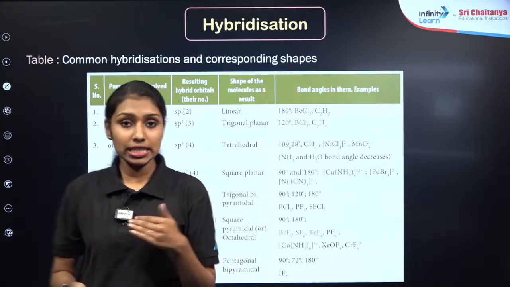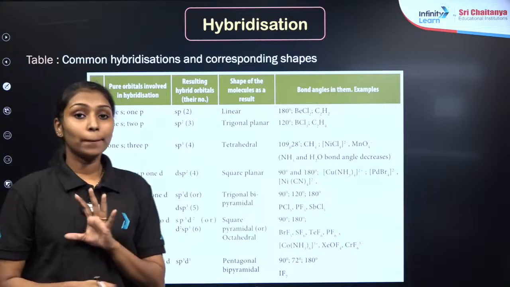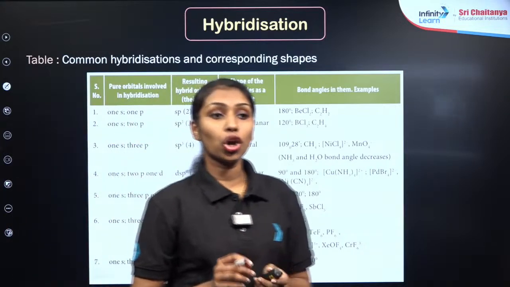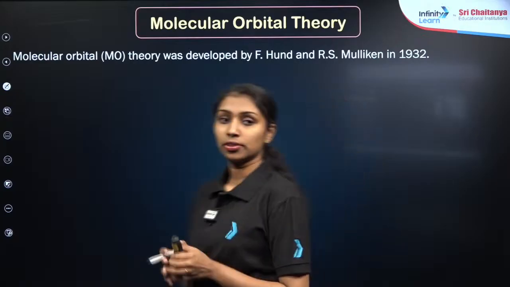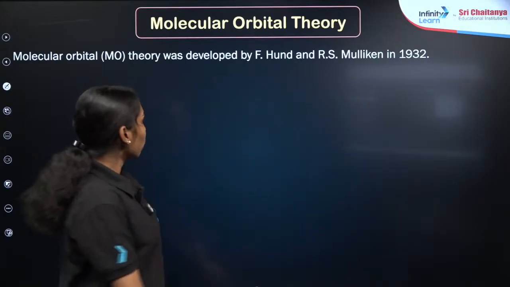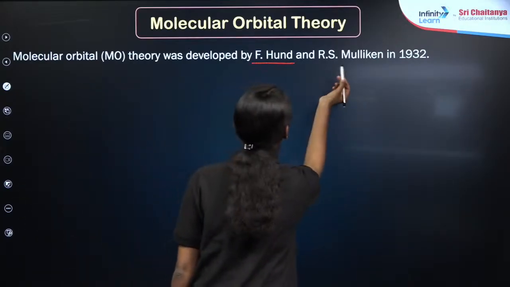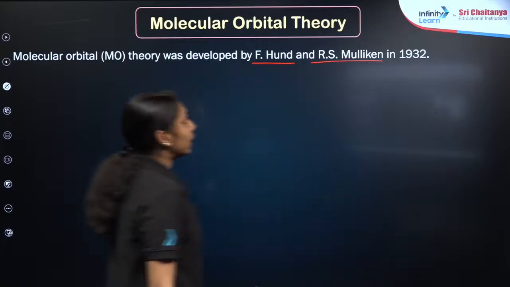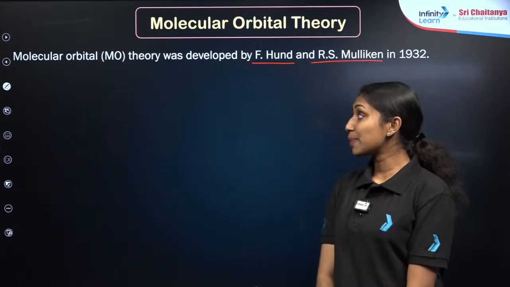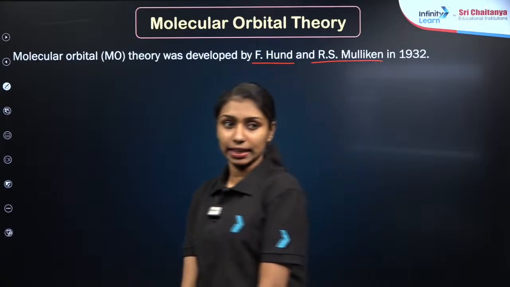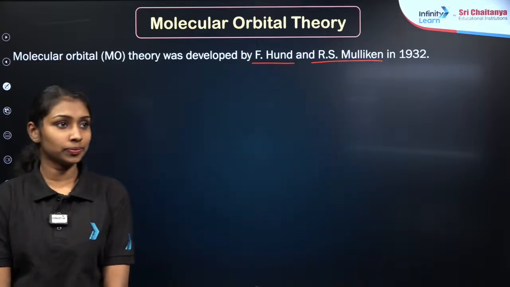Now in this particular lecture, we are going to discuss the most important theory, that is the molecular orbital theory. Molecular orbital theory was proposed by F. Hund and R.S. Mulliken in 1932. Then, what is the speciality of molecular orbital theory? Any idea?